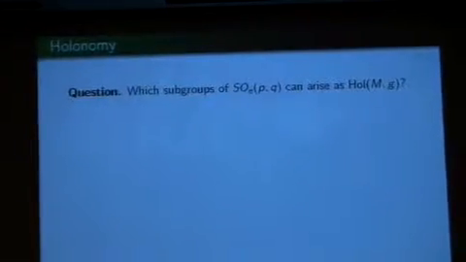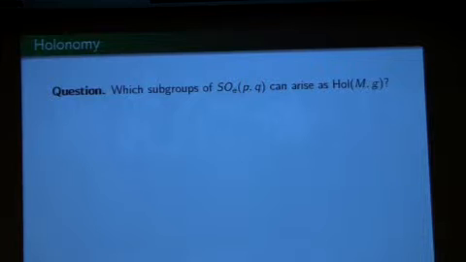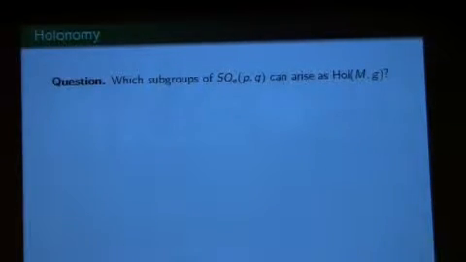Okay, so if you start thinking about holonomy, one of the first questions you think of is, what subgroups can arise as holonomy groups of pseudo-Riemannian manifolds? What are the possibilities for the ways the holonomy can be restricted?